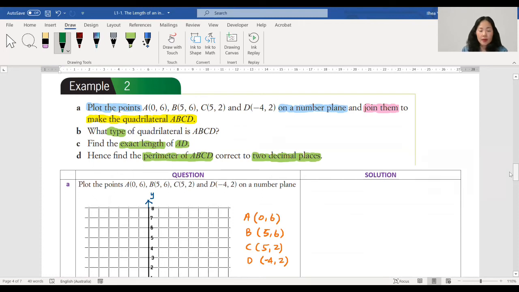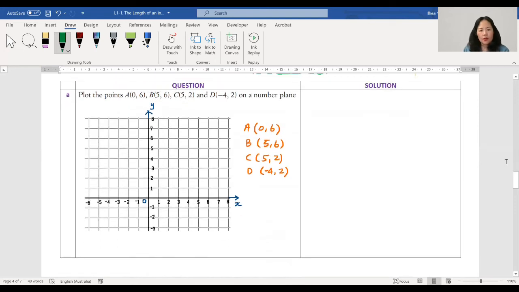So, and then part B says what type of quadrilateral is ABCD? And C says find the exact length of AD. Now, for the exact length of AD, we'll have to find the interval, so therefore we have to use Pythagoras theorem. And then D, hence find the perimeter of ABCD. If you know all 4 sides and add them together, that'll be the perimeter, and correct to 2 decimal places.